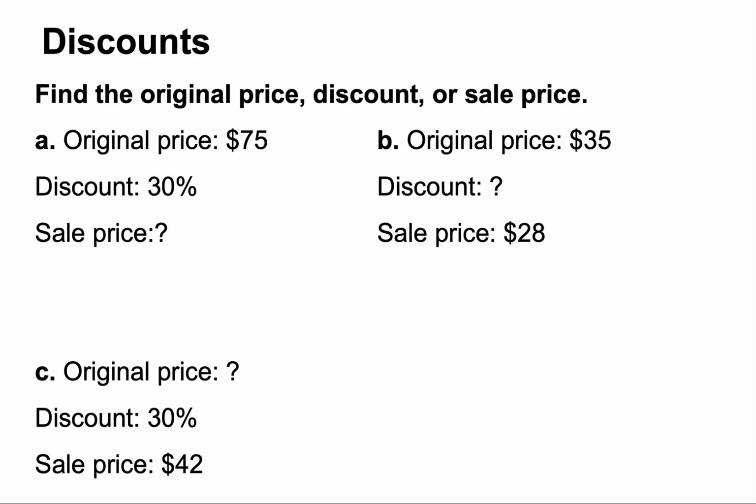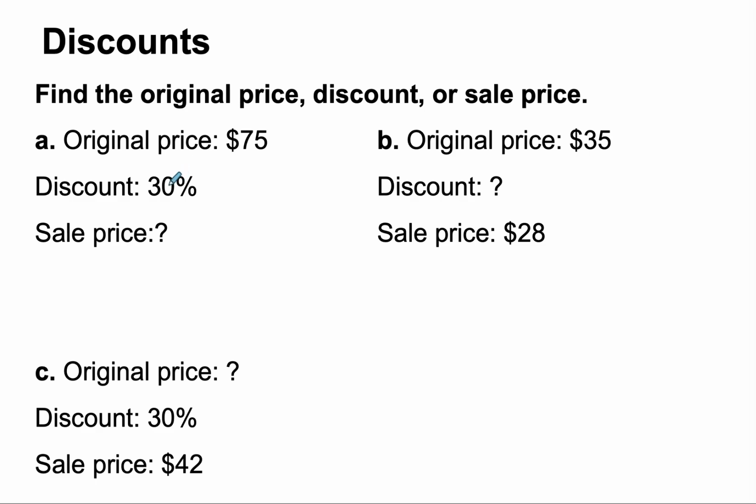Lots of different ways to do it, so I'll show you several different ways. All right, for our first one here, original price is $75. Discount is 30%. We're looking for the sales price. We know the original price, so we can do our subtraction at the beginning or at the end.